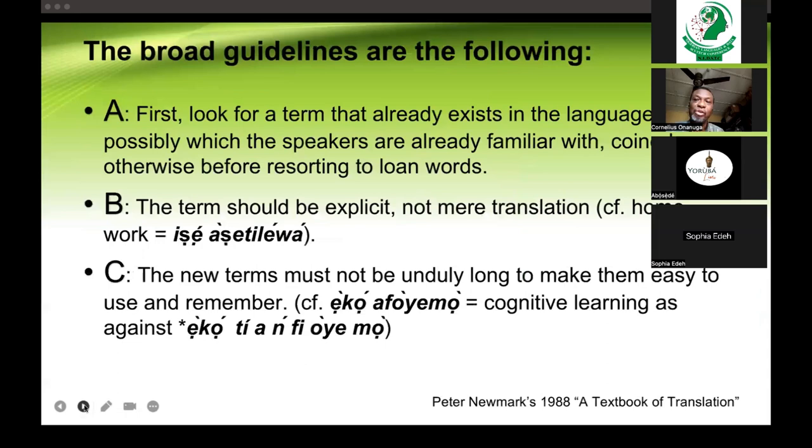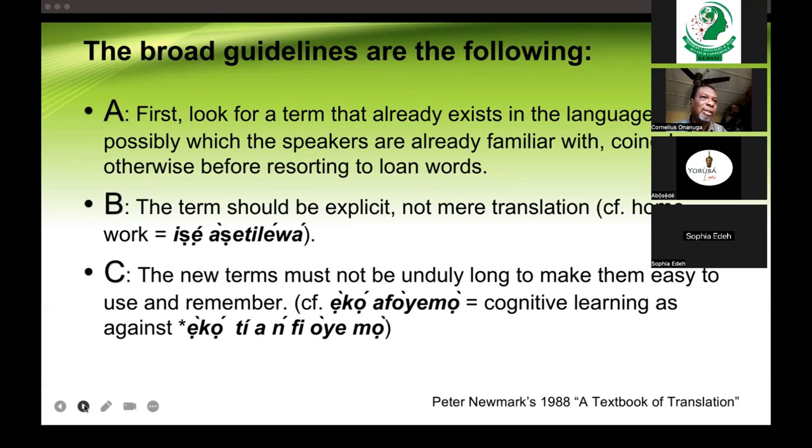The first guideline is that you first look for a term that already exists in the language and possibly which the speakers are already familiar with, coined or otherwise, before resorting to loan words. That is, we have some words that are already in the language. They may not be particularly used for that purpose, or they may be so used. We look at such words that exist in the language first.